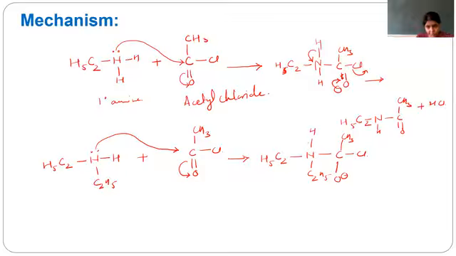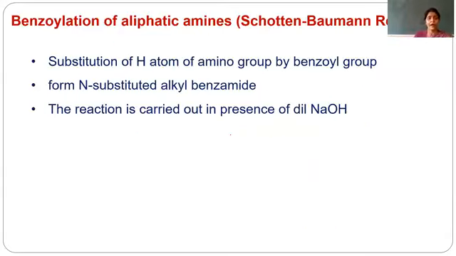After that, base removes the proton. This electron pair comes here. This negative charge transfers in between the carbon and oxygen, and chlorine is eliminated. The product will be N,N-diethyl ethenamide, CH3 and NHCOCH3, N,N-diethyl ethenamide. So the same mechanism is followed by the primary amines and the secondary amines. In the same reaction with alkyl acetyl halides or acetic anhydrides, next is the benzylation of aliphatic amines.